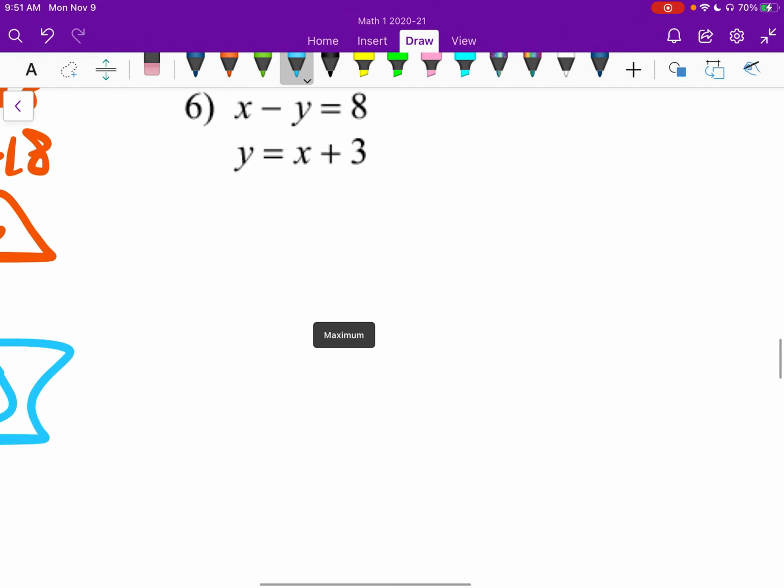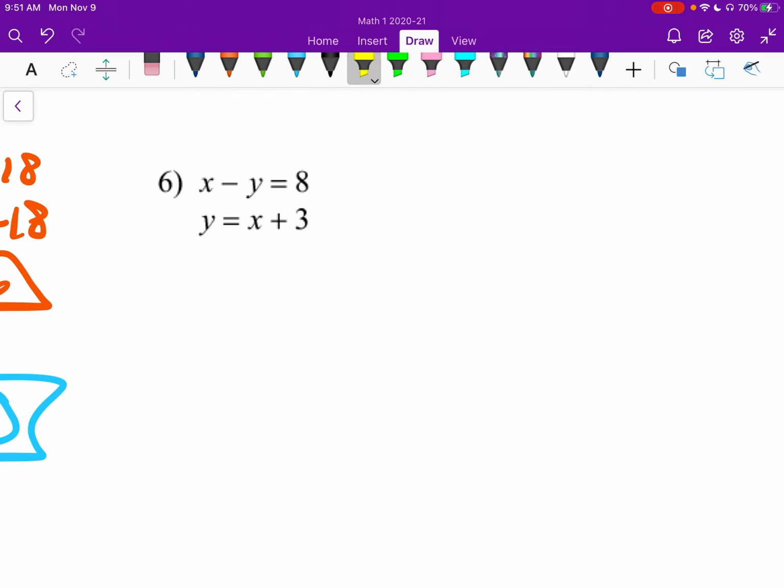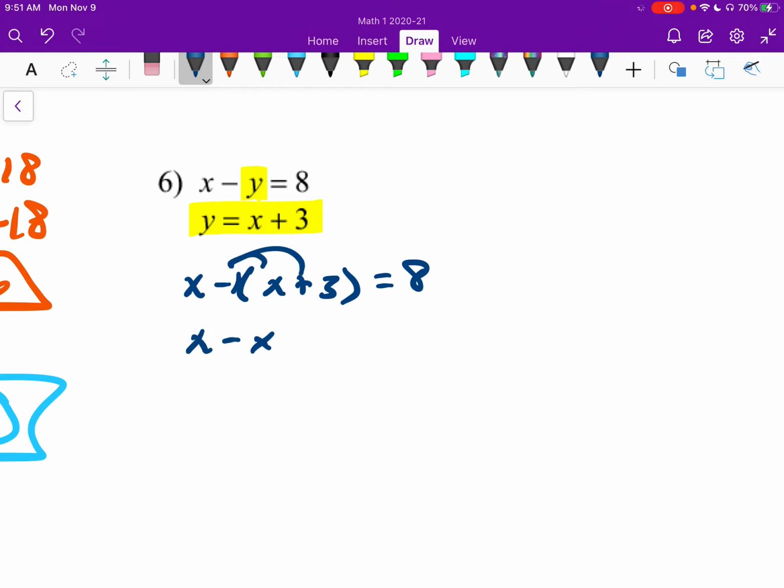Moving on to number 6. This time the bottom one is solved for y. I'm going to plug it in there. So I'm going to have, well, x minus the quantity x plus 3 equals 8. I'll distribute my negative 1 to both of these. I get x minus x minus 3 equals 8. My x's cancel and I get negative 3 equals 8. Well, that doesn't make sense, right? Negative 3 does not equal 8.